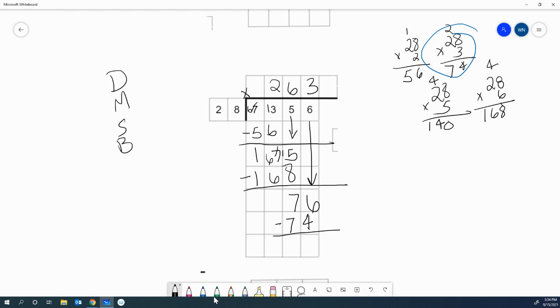So if we bring that 3 over, I know 3 times 28 is 74, and that worked almost perfectly for us. Now it's time to subtract. 6 minus 4 is 2. There's nothing else to bring down, so we're going to take this remainder and bring it up. Our answer is 263, remainder 2.